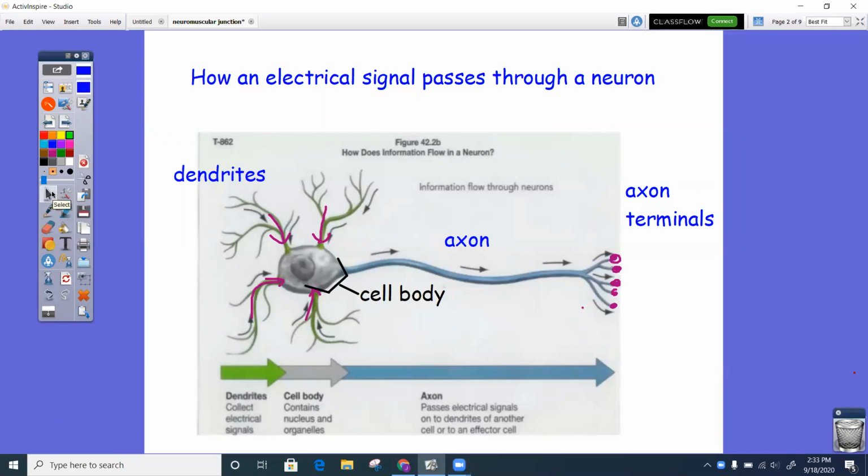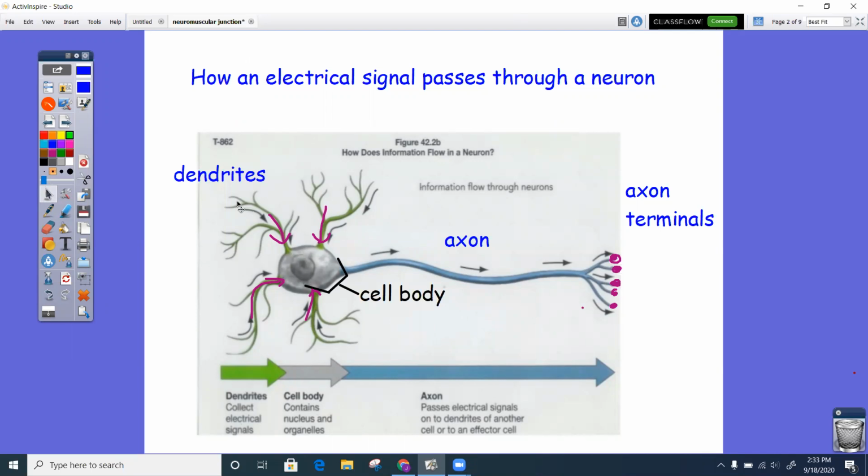Hi guys, today we're going to talk about neurons and neuromuscular junctions. This is probably really the one thing in this unit that you're somewhat familiar with. The cell that you see in this picture is a neuron. The title of this slide is How an Electrical Signal Passes Through a Neuron.